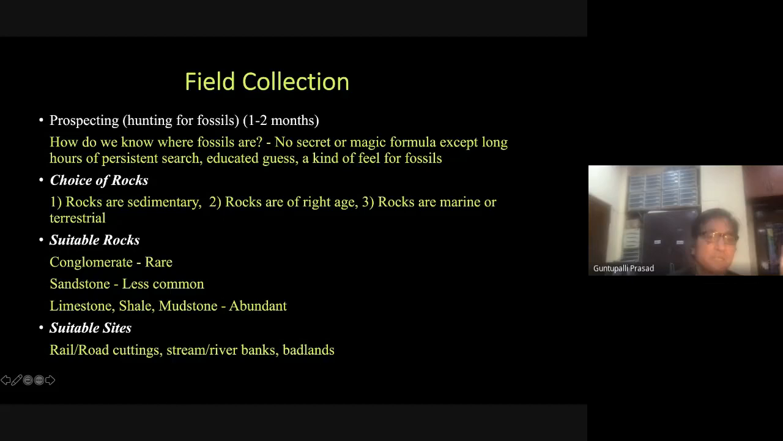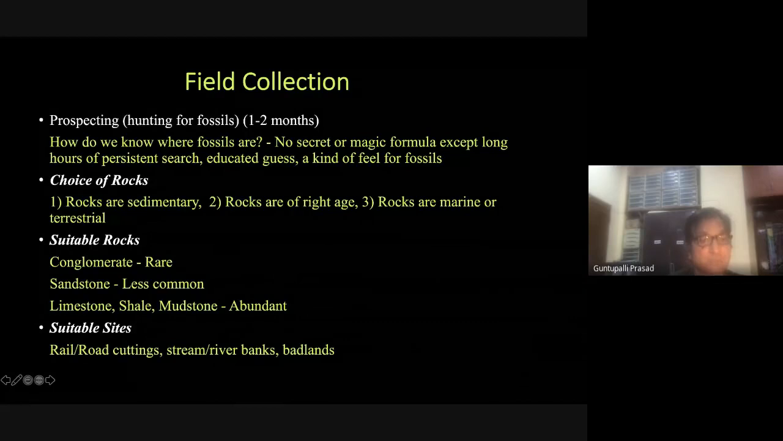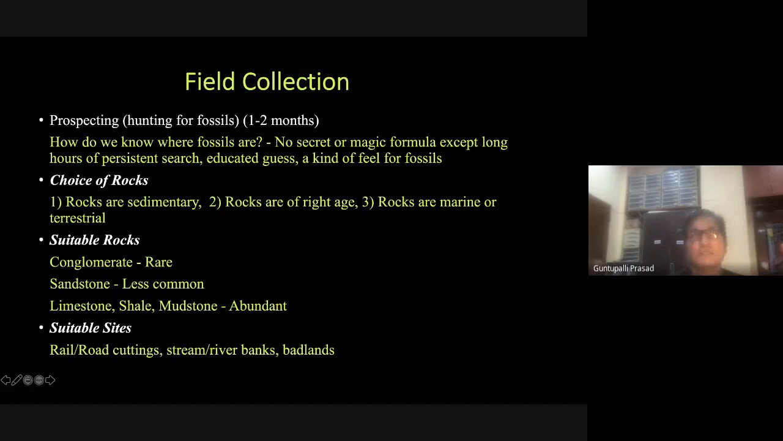Sandstones are also generally carried by the rivers. So they have been transported for long distances, but still they can contain some fossils, though generally relatively less in sandstones as compared to the fine-grained rocks like limestone, shale, and mudstone, where they are more abundant. So suitable sites are normally railroad cuttings, stream and river banks, and badlands. Badlands are the areas where you can find a lot of exposures of rocks. So there you may look for the fossils.